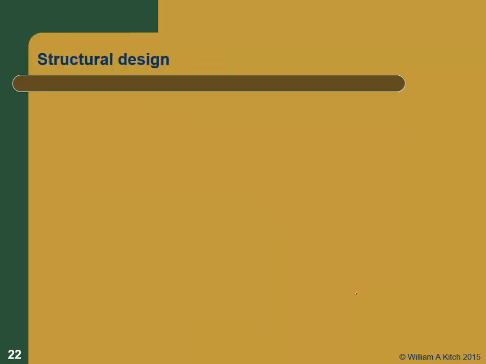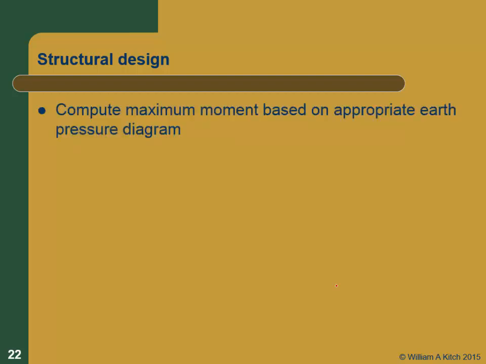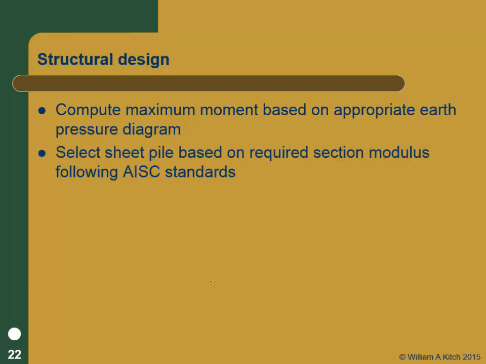All right, so let's talk about structural design real quickly, and we'll be done. Once we've got our earth pressure diagram, it's pretty simple to compute the moment based on it. Then all you're going to do is select a steel design. You're going to use AISC methods to select your sheet pile, and basically you're selecting your section modulus.